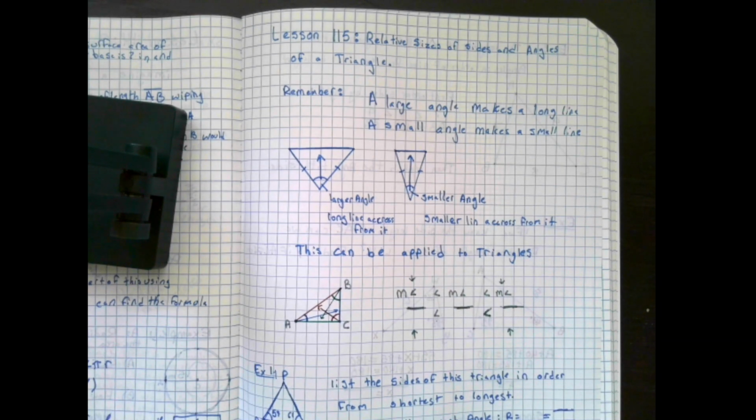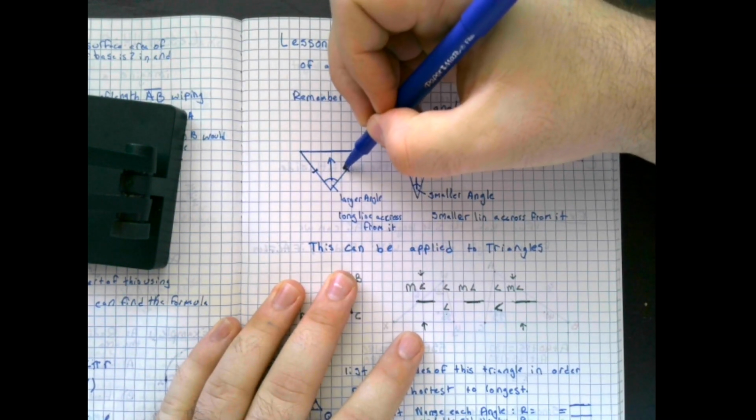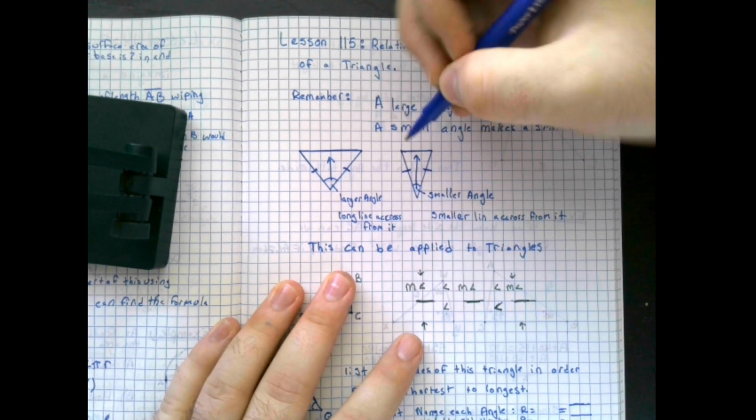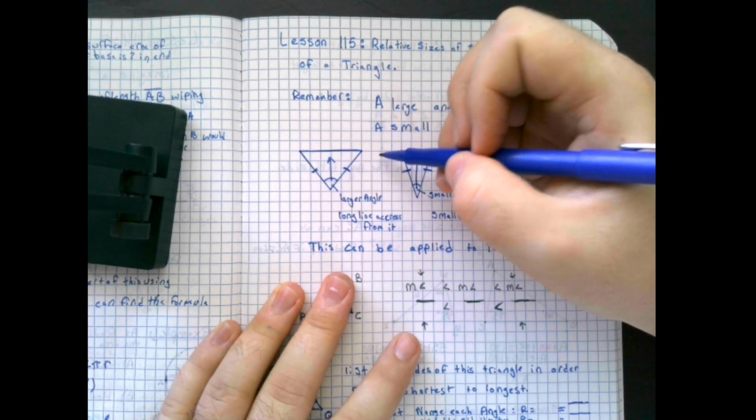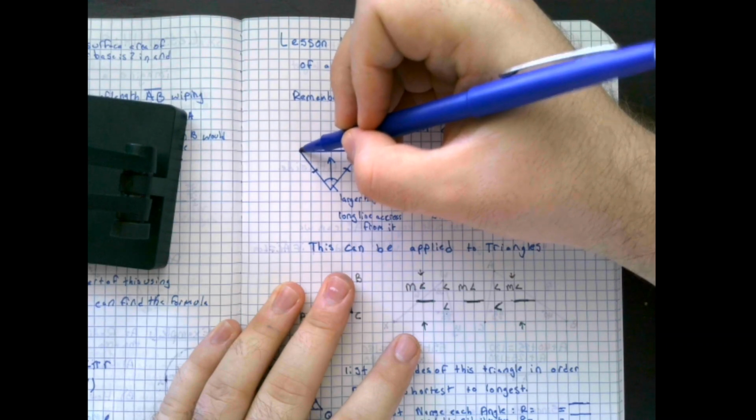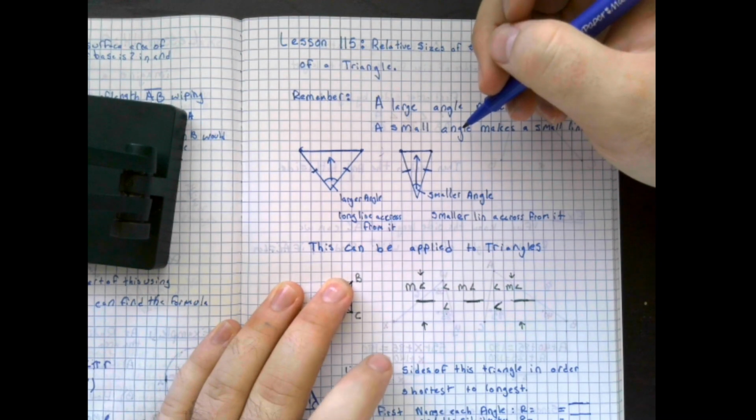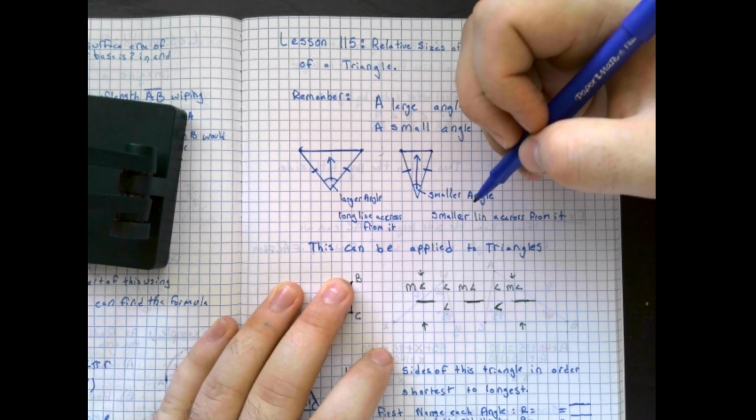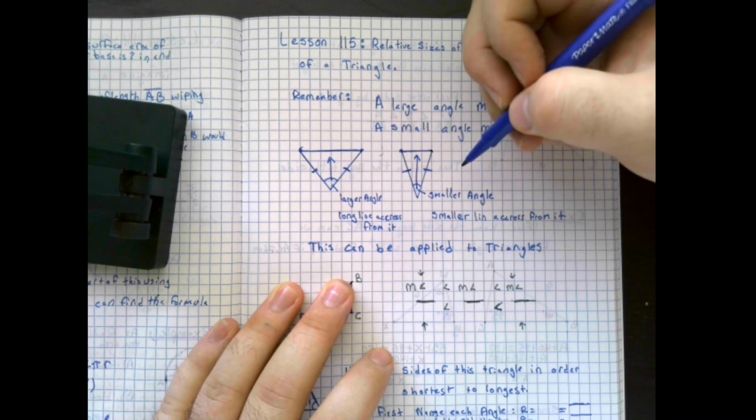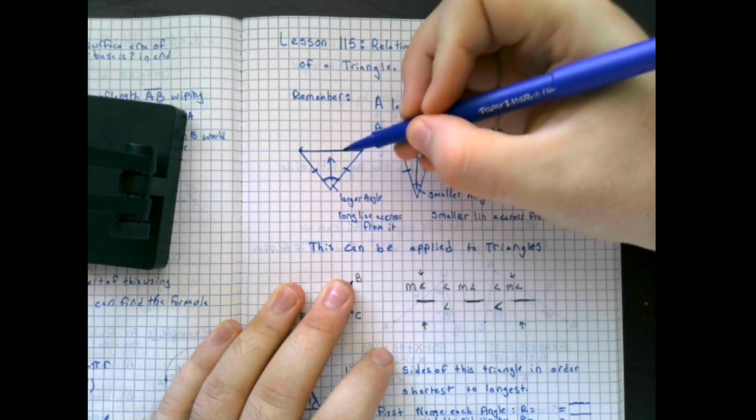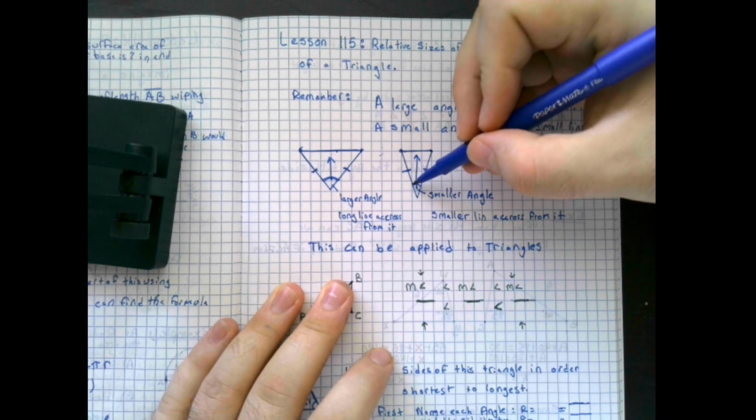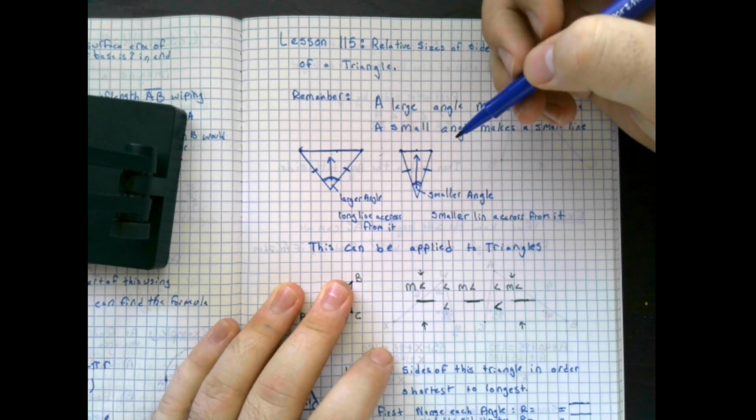Now, an important thing to remember is a large angle makes a large line, and a small angle makes a small line. What I mean by that is if we have equal sides forming an angle, then the line that connects those two lines, this one here and this one here, will have its size determined only by the angle of the lines which connect them. So this angle here decides how long that line is, and this angle here decides how long this line is.